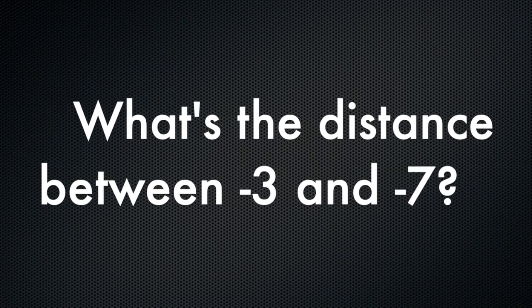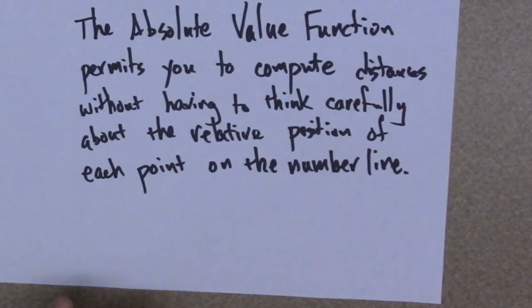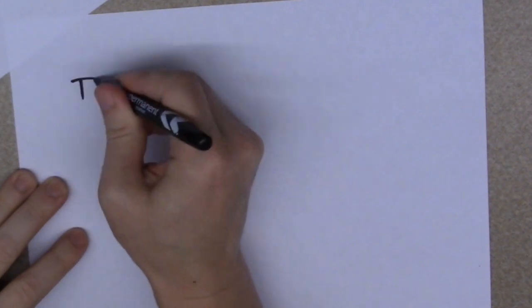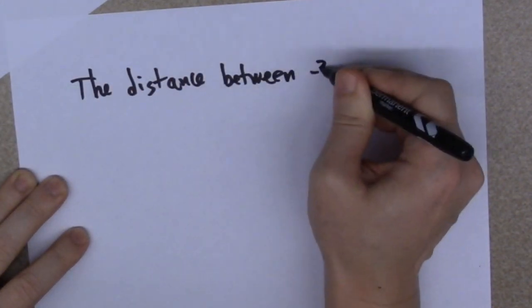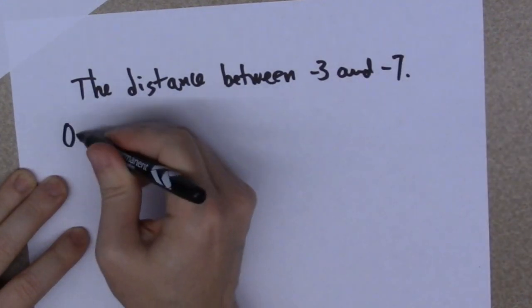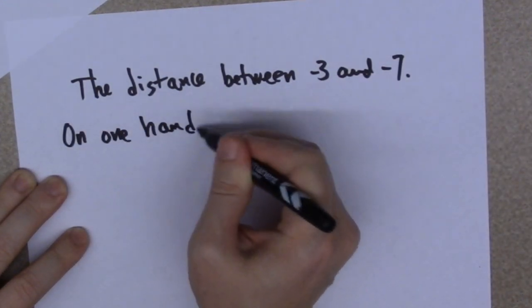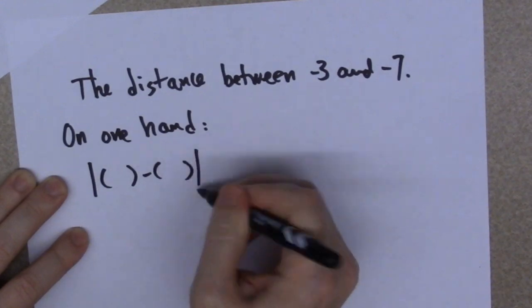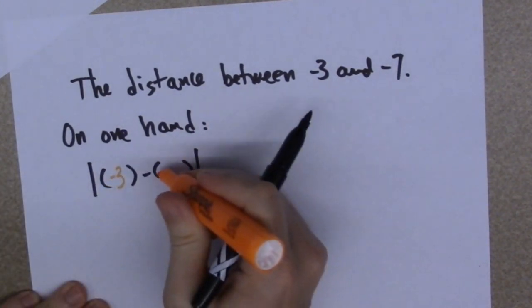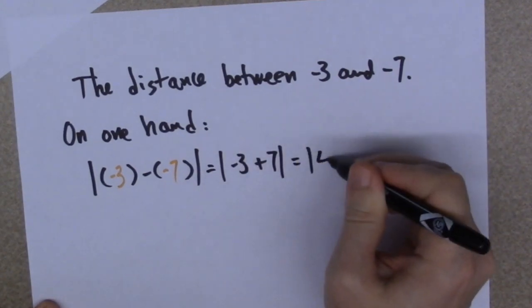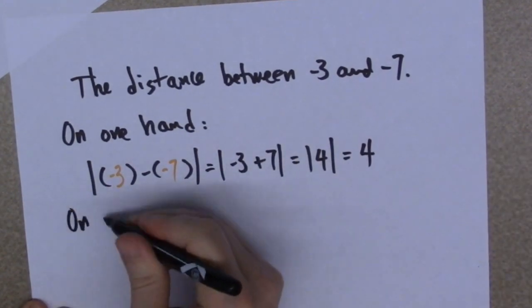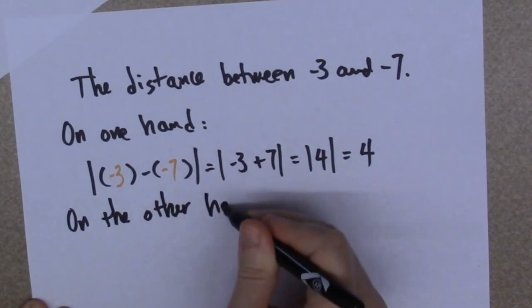So what's the distance between -3 and -7? Well, to calculate the distance between -3 and -7, I can do this in one of two ways. On one hand, I would take -3 minus -7 and then take the absolute value of that. Since -3 plus 7 is 4, the absolute value of 4 is 4, the distance is 4.